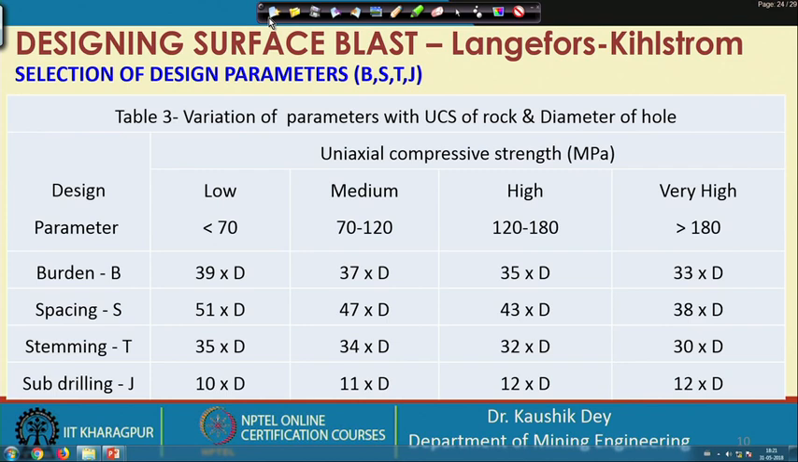Say you may start with a 39 D burden for this type of condition, then you may increase it up to 40 D and see the result. You may decrease it to 38 D and observe the result, and based on that modification you have to see the other parameters. You have to change the other parameters also. In that way n number of iterations may be carried out to finally achieve a final blast design for that particular mine.